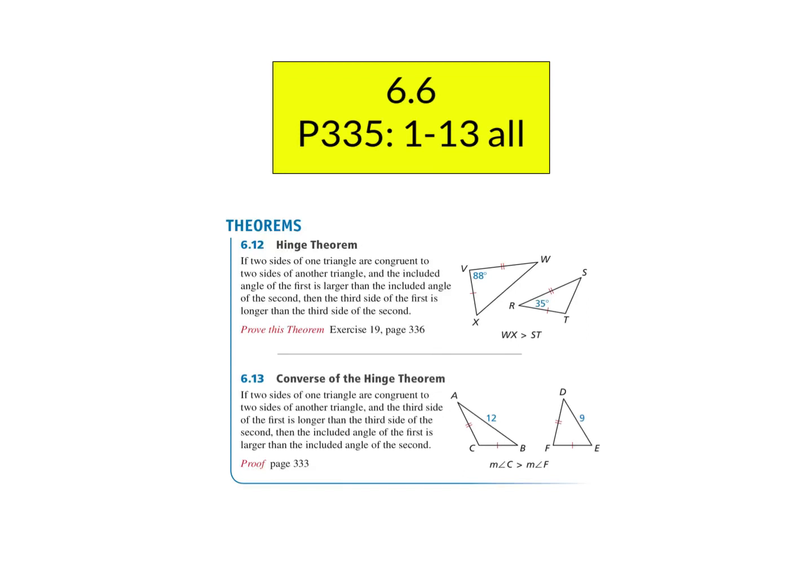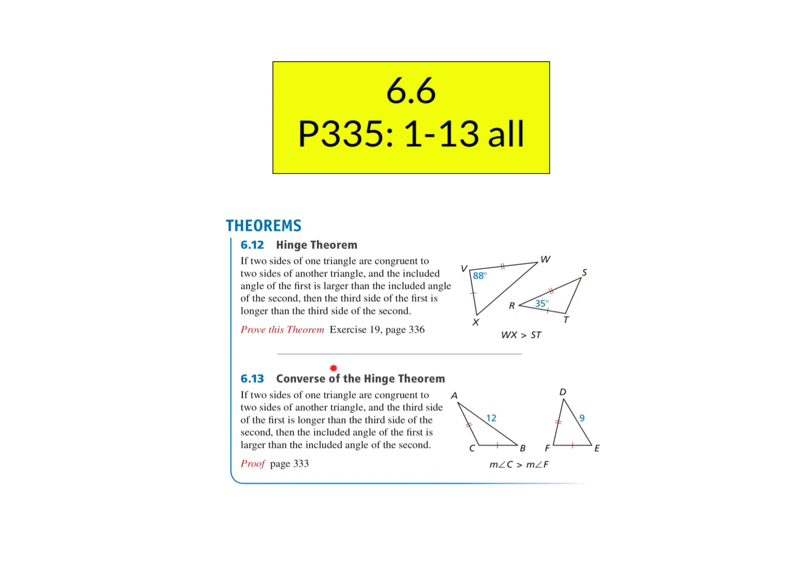Welcome to 6.6. The Hinge Theorem. If two sides of one triangle are congruent to two sides of another triangle, and the included angle of the first is larger than the included angle of the second, then the third side of the first is longer than the third side of the second.